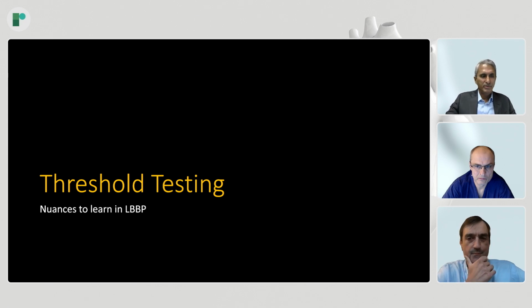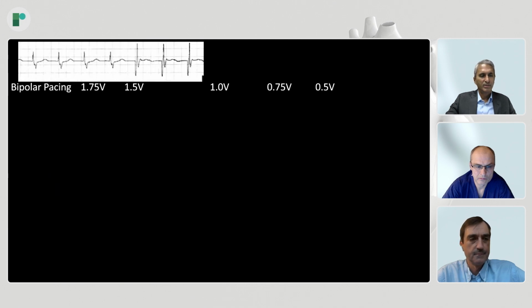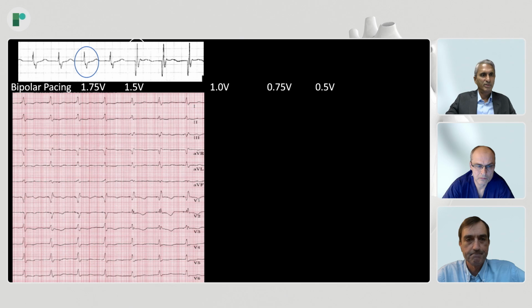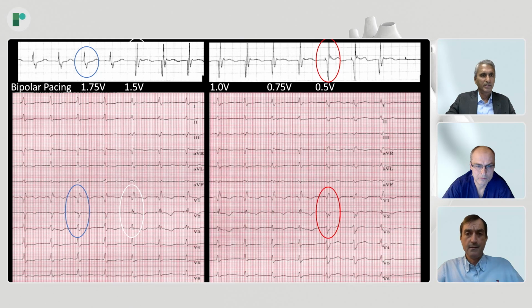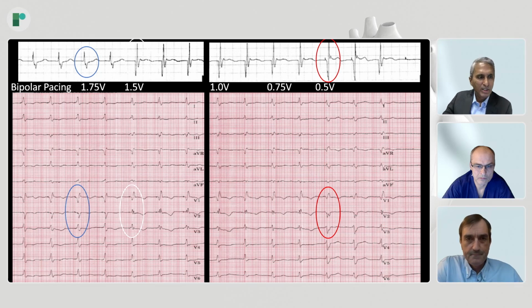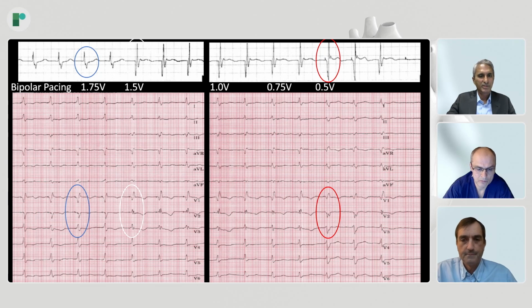I just wanted to put up this question on threshold testing and nuances for follow-up. When we do threshold testing with bipolar pacing, you'll often see two transitions. You go from anodal capture to non-selective left bundle branch pacing, and in this example, you can see the transition from non-selective to selective left bundle branch capture.